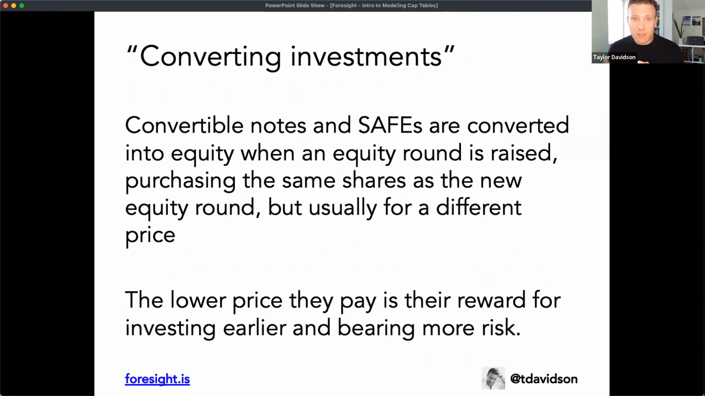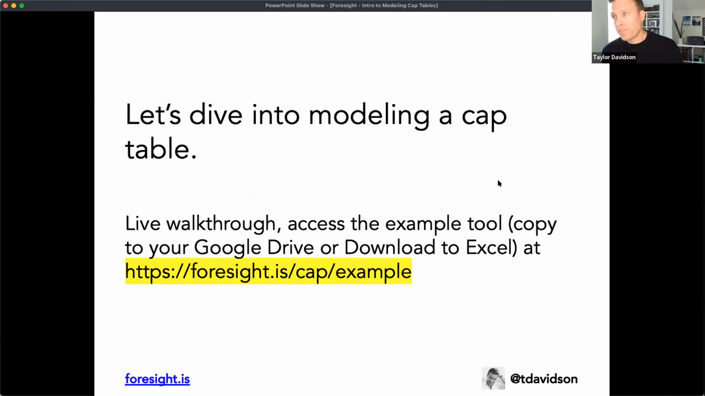Now, converting investments usually refers to the act of converting these convertible notes and SAFEs into equity at the time of a future equity round. They're purchasing the same shares as the new equity round, but they're usually paying different prices because of the caps, discounts and rates. Again, they usually pay a lower price, and that lower price is the reward for investing earlier and bearing more risk.